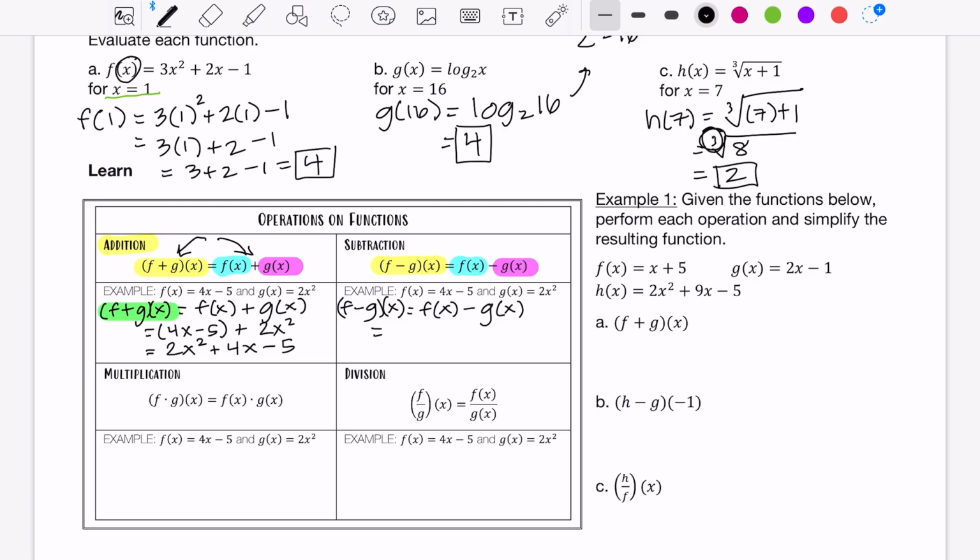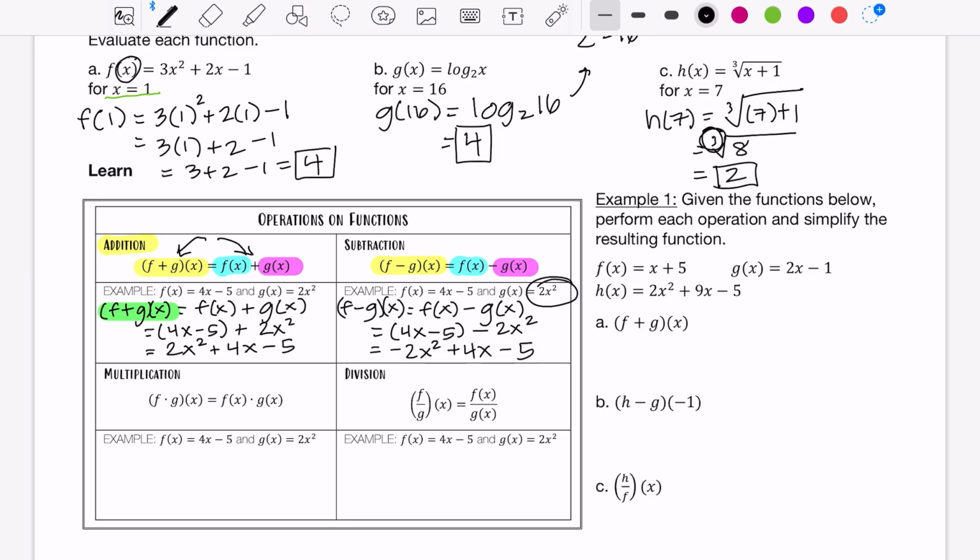So this would look like 4x minus 5 minus 2x squared. Now, if this g function had two terms in it, I would definitely put it in parentheses because that would mean that I would distribute that negative, but it doesn't. So parentheses aren't necessary, but if they make you feel better, then you can put them in there. So that's our answer for the subtraction.